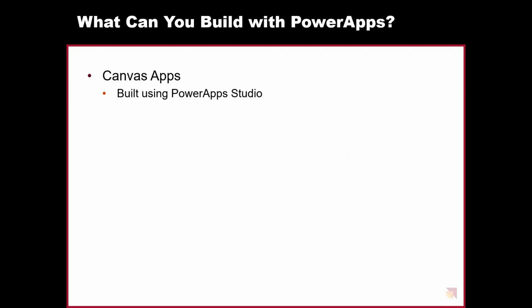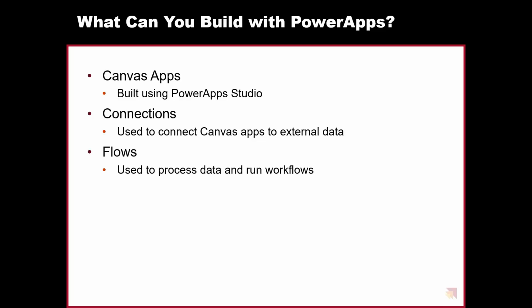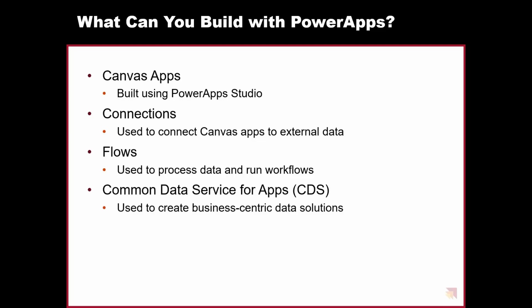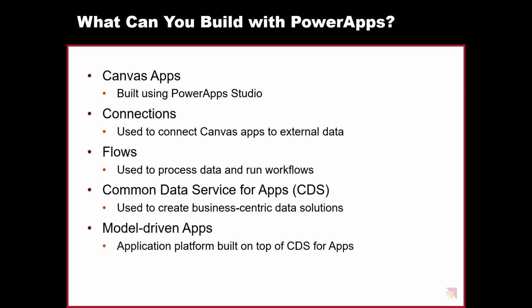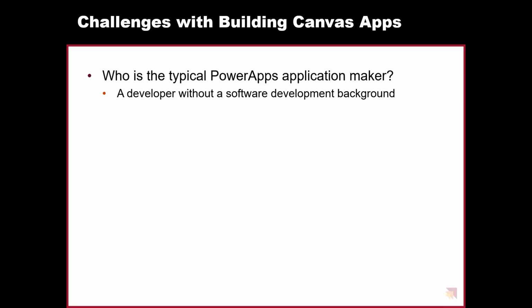Now, when we start building with Power Apps, what can we build? The one type of app that we've been building for the last 2 or 3 years are Canvas apps, and that's the focus of today's talk. When I build Canvas apps, we can also create connections. Other things that we can build that we won't talk about today is working with Microsoft Flow, and you could build flows, which are automated processes. You can work with the Common Data Service for apps, the CDS, and if you work with the Common Data Service, you can build model-driven apps. So those are all important Power Apps pieces, though we're just focusing on the first one, Canvas apps.